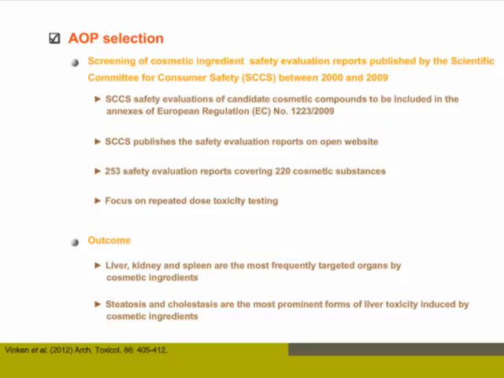And of course, in view of the scope of SURAT and the Detective project, most of our attention in that respect was paid to all of the information related to repeated dose toxicity testing. If this would be of interest to you, we have published the outcome of this screening exercise in a paper in Archives of Toxicology. Just in a nutshell, we found that the liver is the most frequently targeted organ by these cosmetic ingredients, and that hepatotoxicity was mainly manifested by steatosis and cholestasis.